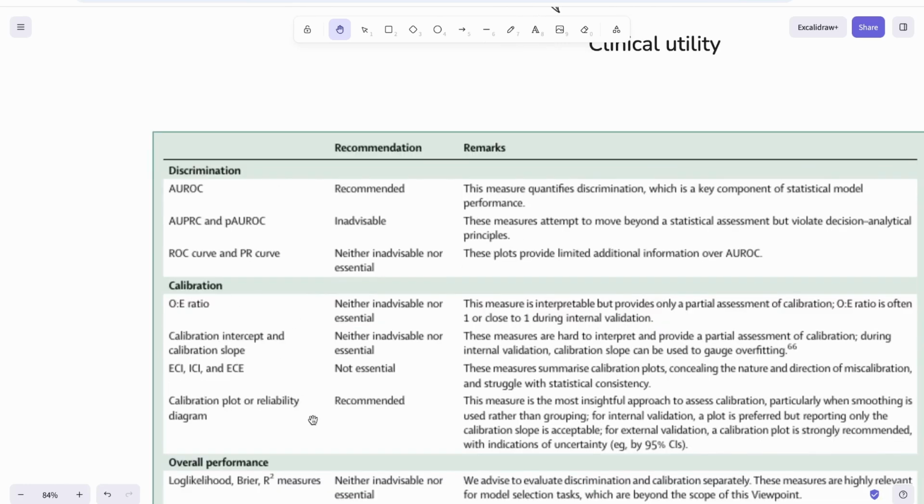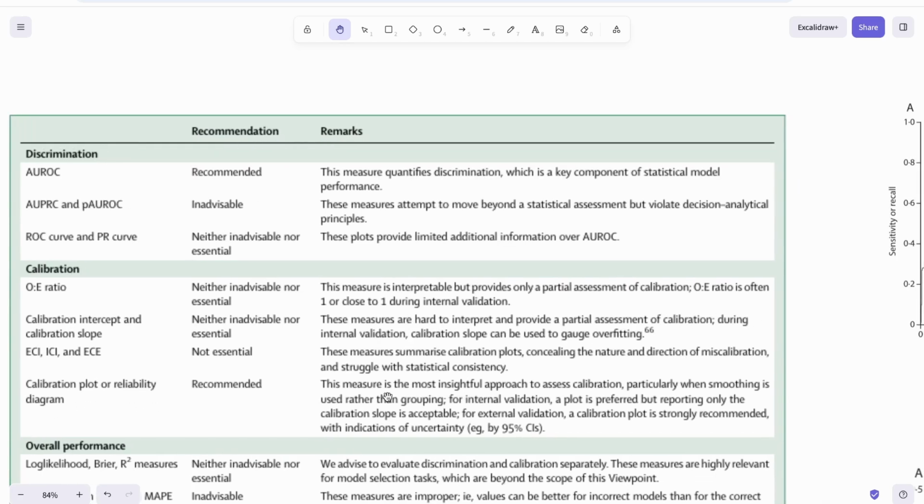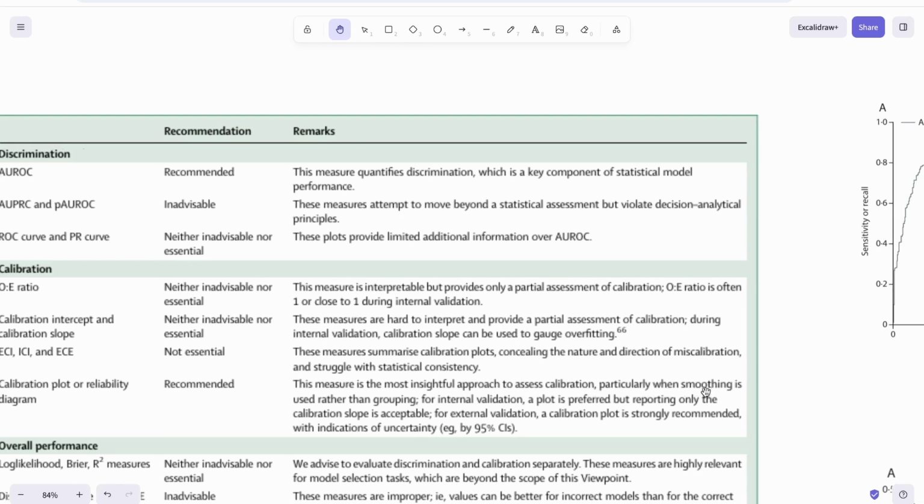For calibration, they recommend using a calibration plot or reliability diagram. So this measure is the most insightful approach to assess calibration, particularly when a smoother is used rather than grouping. For internal validation, a plot is preferred, but reporting only the calibration slope is acceptable. For external validation, a calibration plot is strongly recommended with indications of uncertainty.